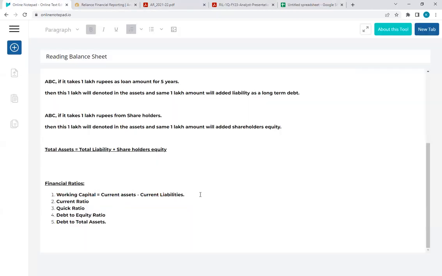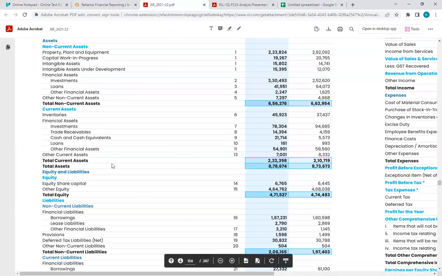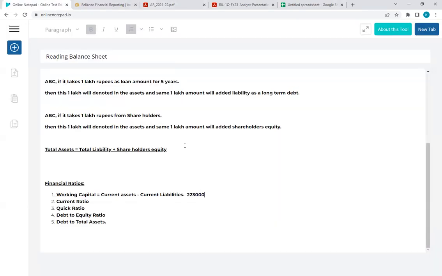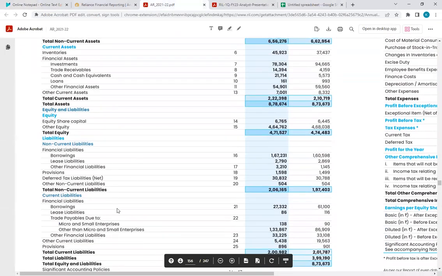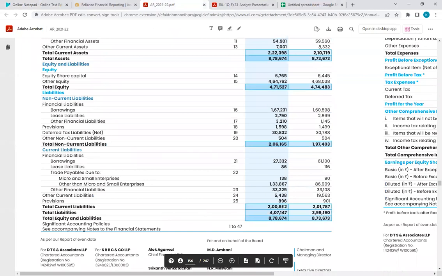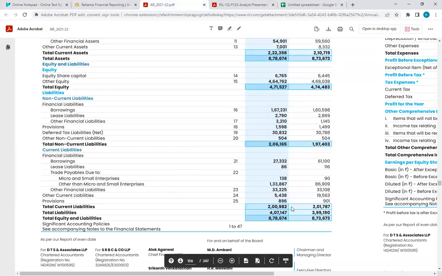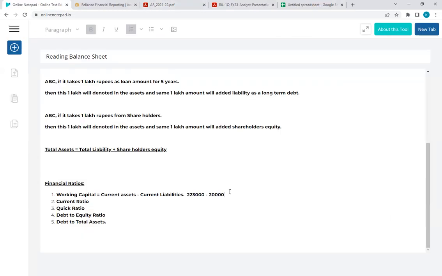Let me add this. Total current assets equal to 2,23,000. Roughly 2 lakh, I will take 23,000. Current assets 2,23,000 minus the total current liability. Total current liability is 2 lakhs. Assume I'm taking a round figure. Don't worry, just for simple calculation I'm taking a round figure, whereas actually total liability is around 2 lakh 982. So I'm considering 2 lakh for calculating it easily.